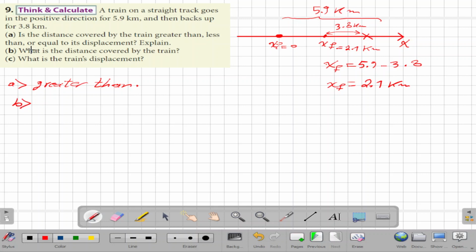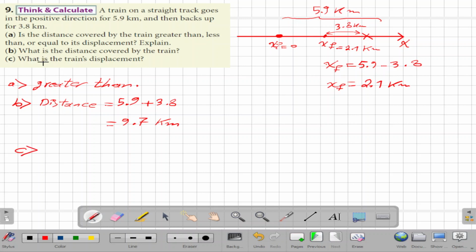Part B. What is the distance covered by the train? Recall that distance is the total length of travel. So distance is equal to 5.9 kilometers, and we need to add it to 3.8 kilometers. Plug this in the calculator, and the answer is 9.7 kilometers.